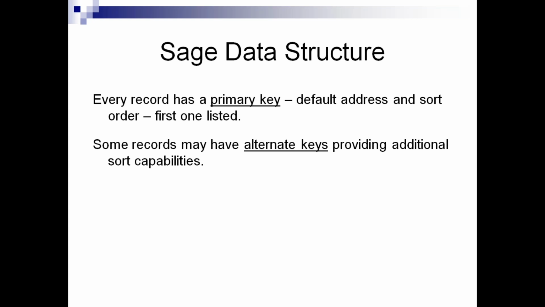So that again, you don't have to design a custom sort to get the report in a different order. If one of those alternate keys already exists, you should use it instead. And I'll show you when we get in the software where this comes into play.